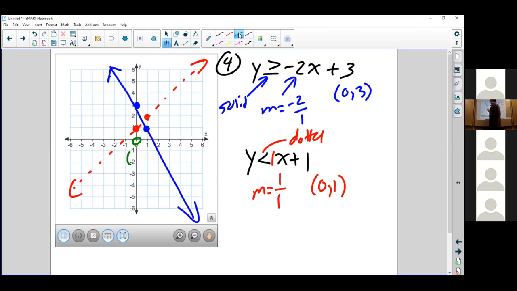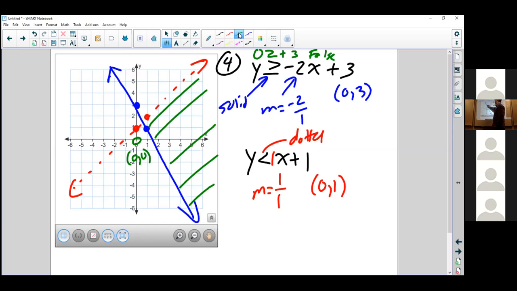0, 0 is down here. That's going to be a good test point. Plug it in. So 0 is greater than or equal to -2 times 0 is 0, 0 plus 3. 0 is greater than or equal to 3. That's false. So I'm going to shade the opposite side of my blue line, because that was the one I was testing on. So that's over here.